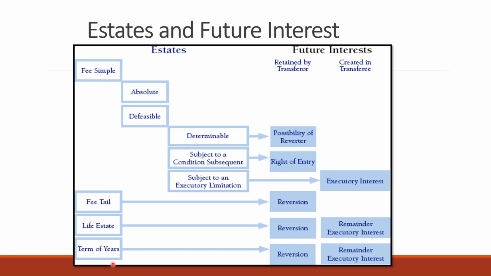All right. And then we have a term of years, which we did not review. It is pretty simple. A term of years is a term of years. So it'll say "to X for 10 years." You have a term of years. When you have a term of years, the future interest that can follow is either a reversion, a remainder, or an executory interest. Again, we look to who retains the right. That'll help us figure out which of these types of estates we have. So that is estates and future interests in a nutshell.